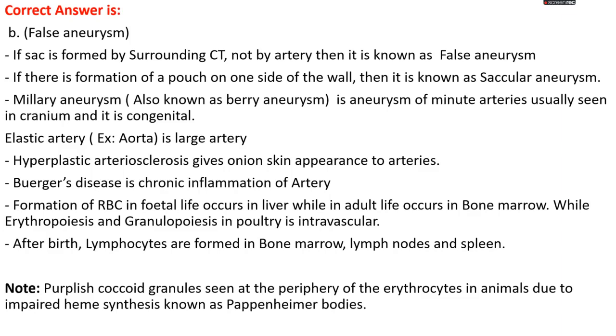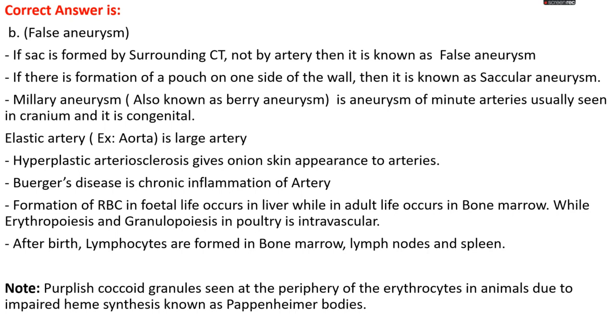Okay, if there is formation of a pouch on one side of the wall, then it is known as saccular aneurysm. Miliary aneurysm is also known as berry aneurysm, and it's an aneurysm of minute small arteries, usually seen in the cranium, and it is congenital in nature. Okay, elastic artery, for example aorta, is a large artery. Hyperplastic arteriosclerosis gives an onion skin like appearance to the arteries. Buerger disease is a chronic inflammation of artery.